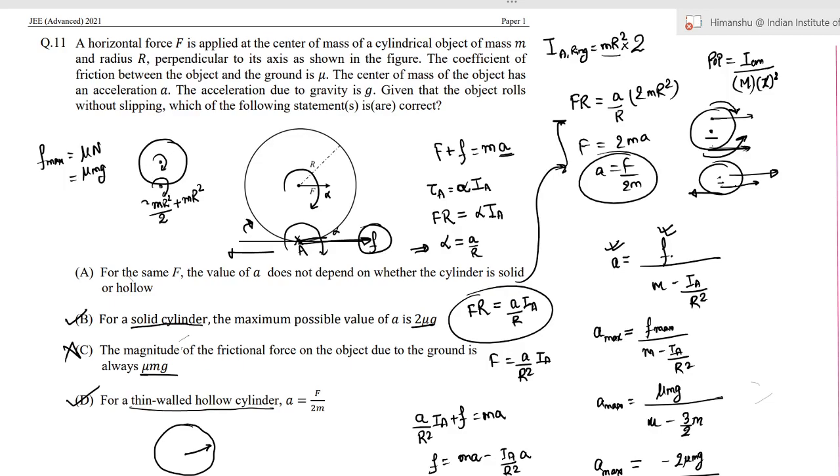And for the same F, the value of a does not depend on whether the cylinder is solid or hollow. This can never happen. Otherwise, we would not have gotten these two results. So this question was also a kind of easy to moderate type question.